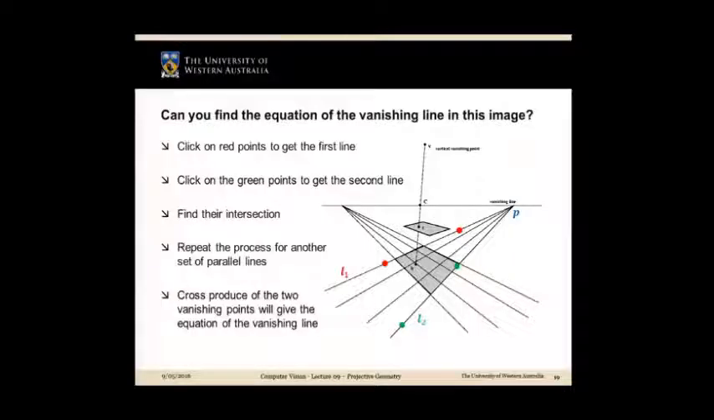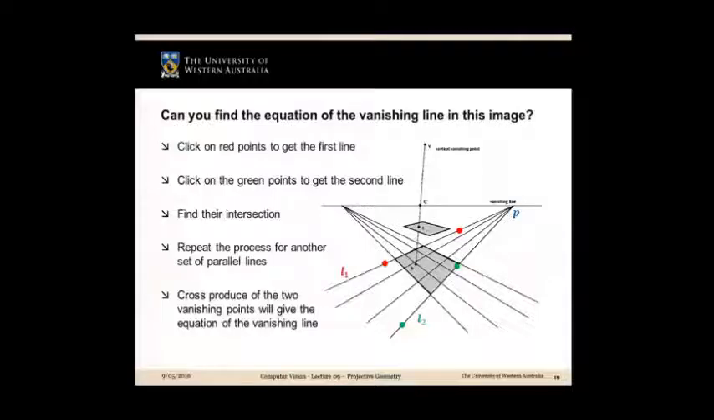All good? Okay. Now, can you find the equation of the vanishing line in this image? It's a pretty simple operation that you need to do. So you click on the red dots, right? Let's say on your line number 1, you click on 2 red dots to get 2 different points, to get the first line. Then you click on the green points to get the second line, and you find their intersection. How do you find the intersection? Cross product of these 2 lines.